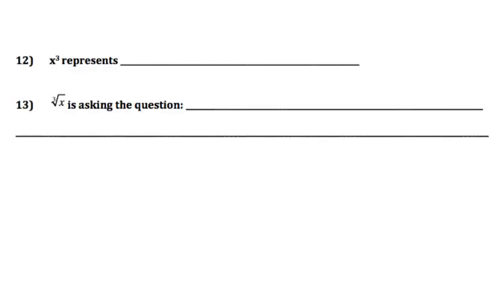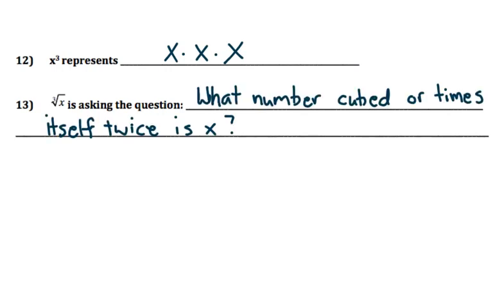Alright, number 12. So now we're moving on to our cubes. So we have x cubed. Well, just like x squared was x times x, x cubed is just going to be x times x times x. Here indicating that we have three x's being multiplied together. Number 13. The cube root of x is asking the question, what number cubed or times itself twice is x?